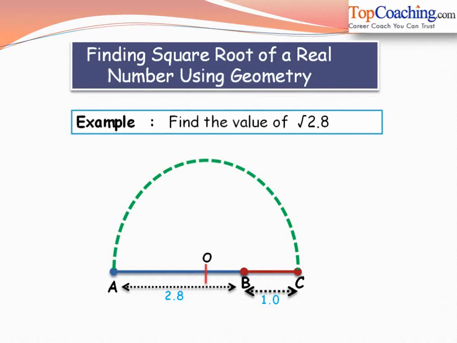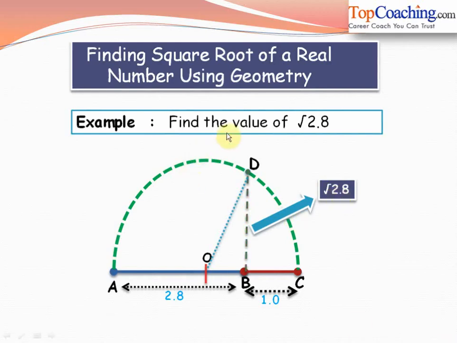So, taking OA or OC, because both are equal to each other, as radius, we cut an arc keeping O as center. Now, in the next step, we draw a perpendicular from B such that it intersects the arc at the point D. Now, join OD. Therefore, this segment BD comes out to be equal to under root of 2.8. Measure the length of BD, and this is actually the value of under root of 2.8.